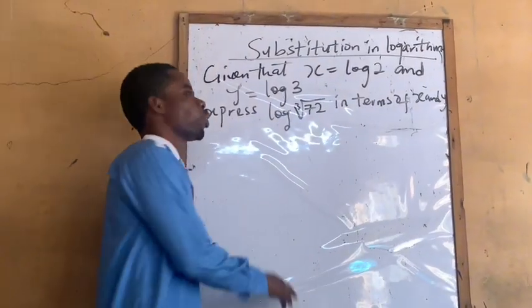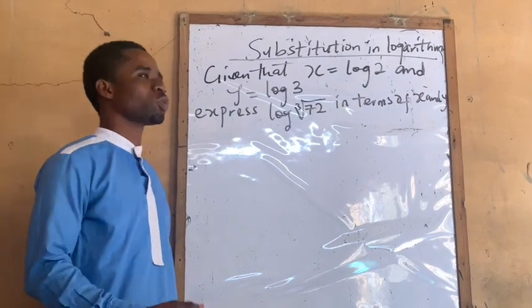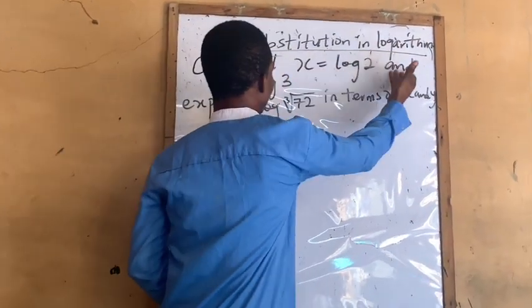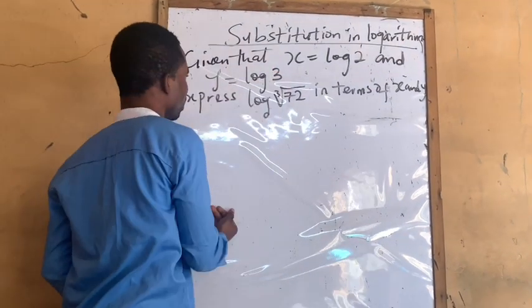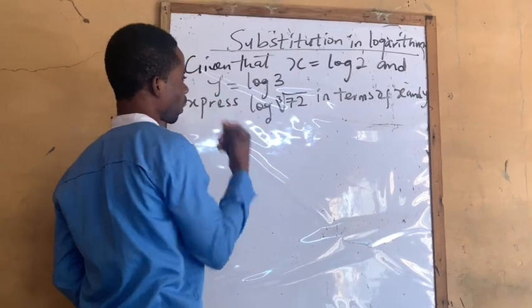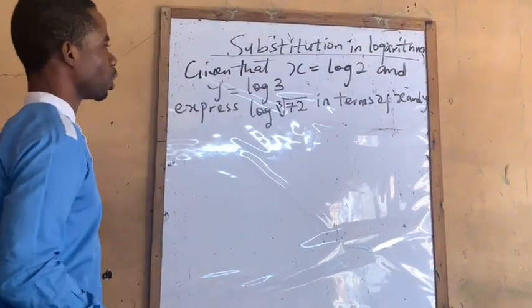Now this is another question under the substitutions in logarithms. We are given x equals log 2 and y equals log 3. We should express log of the cube root of 72 in terms of x and y. How do we do that?